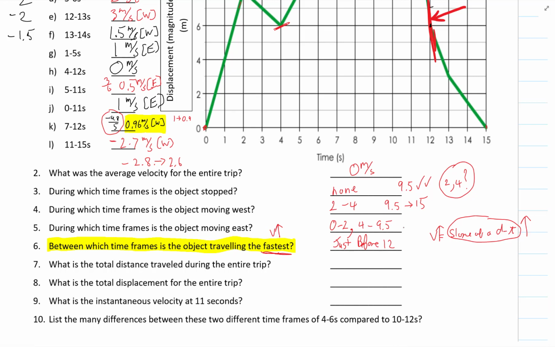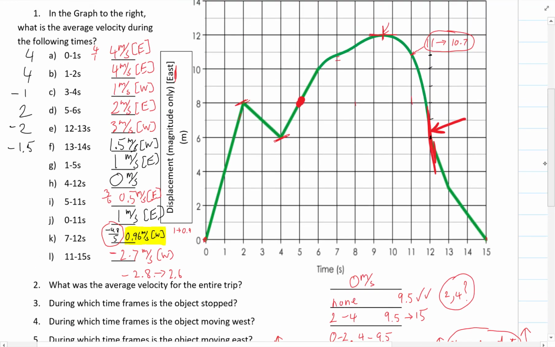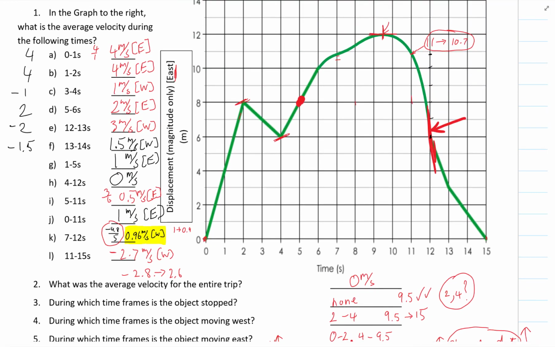What is the total distance traveled during the entire trip? The distance traveled, let's see, if this is 8, and then this is 2 backwards, but that's still distance, so that's actually 10. So this is 8, and this is 2 more, okay? And then going from here to there, that's a rise of 2, 4, 6. So this section is 6 more.